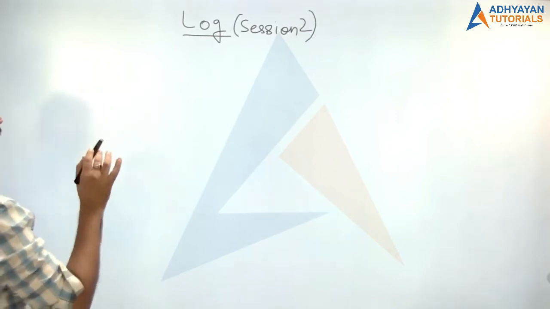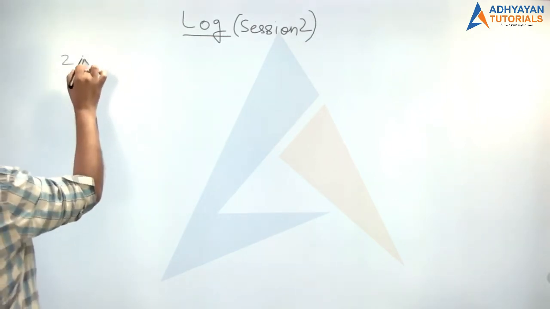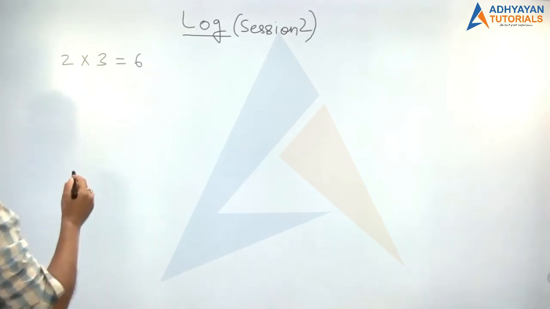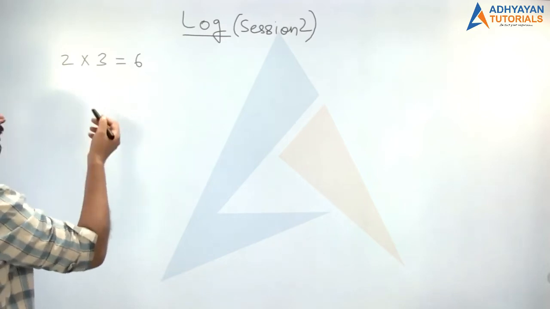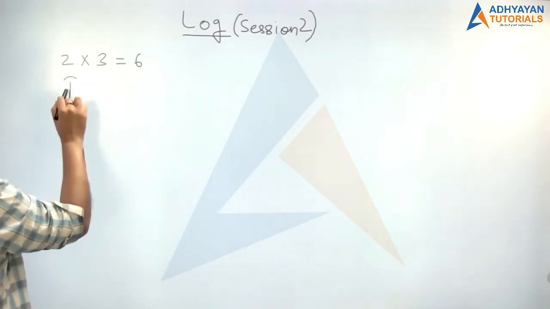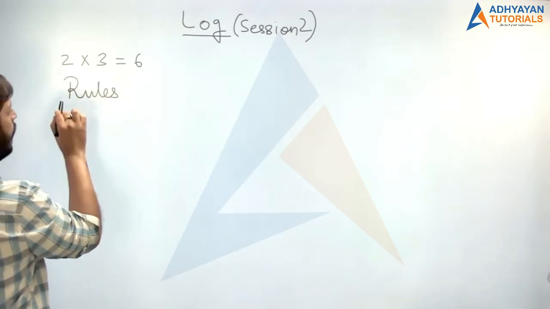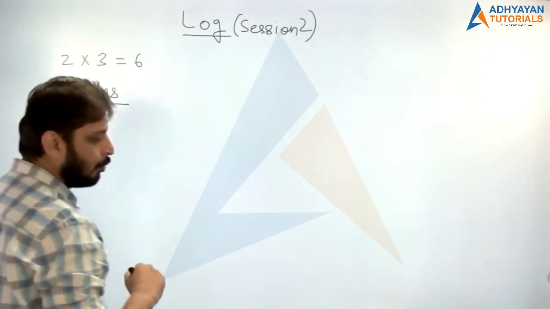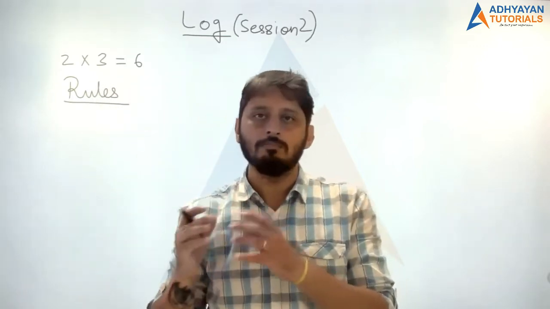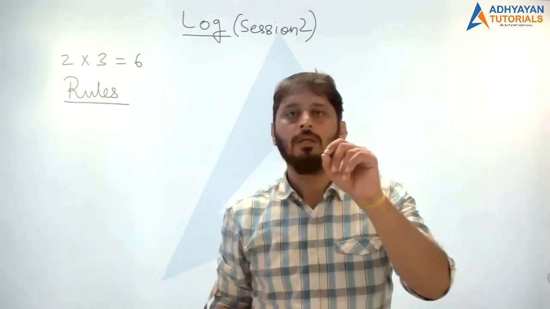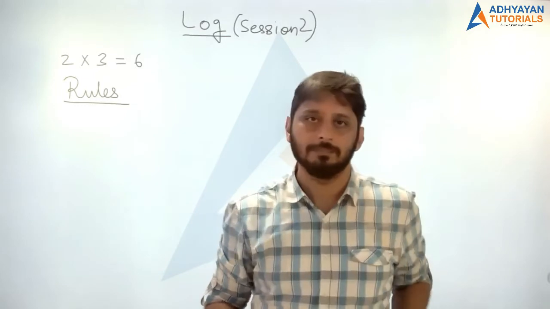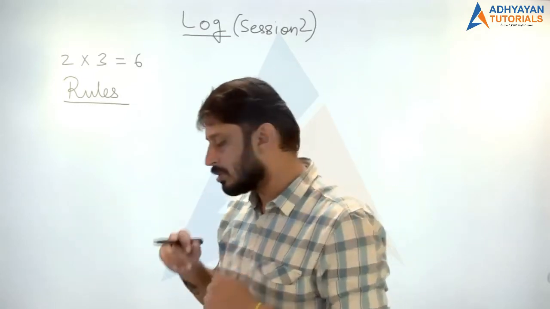Now, ideally, we know that 2 into 3 is 6, right? Now we will learn how to do the same thing using the log value. For that, we have some rules, you can say some formulae. If you remember, the first thing I told you in the previous session is that log will change complex multiplication and division into easy addition and subtraction. So that's what happens. Let us see the rules.